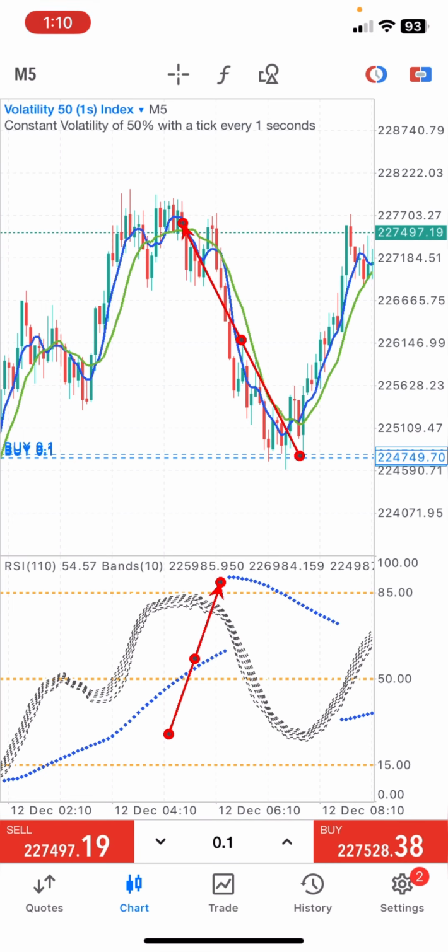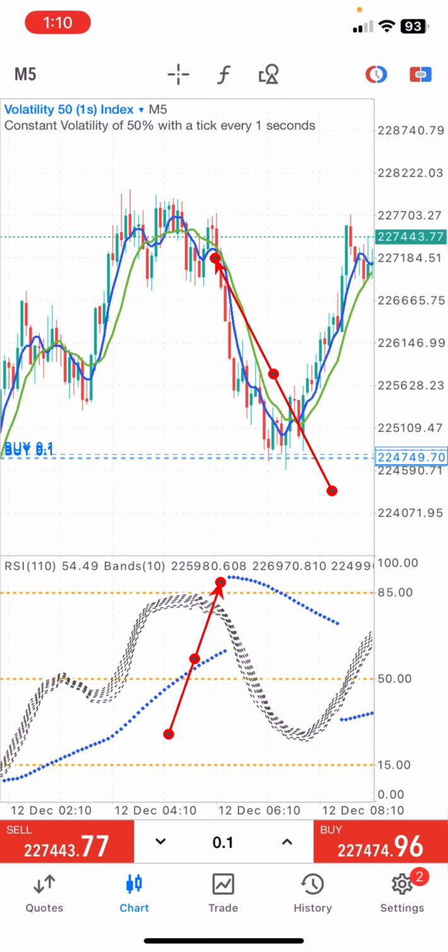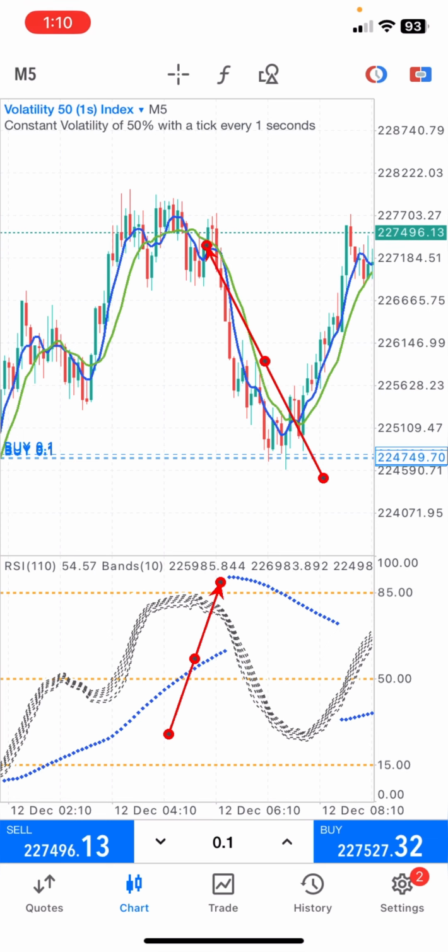When the blue moving average line moves below the second moving average, you wait for the price to come back and touch the blue moving average or the green moving average. When the price comes back and touches that area, that's when you're in time for your trades.